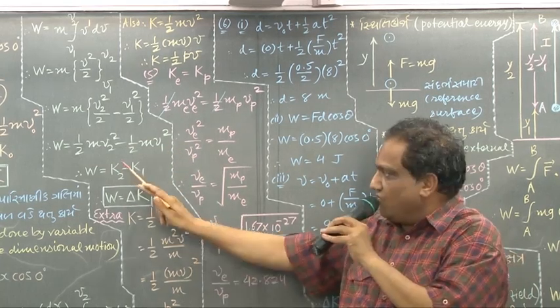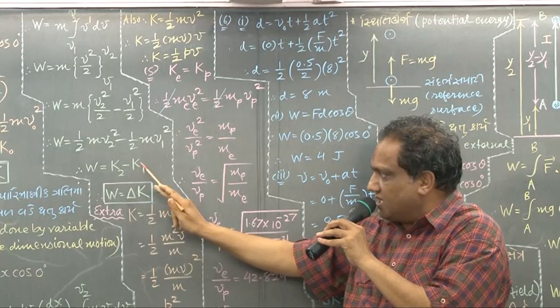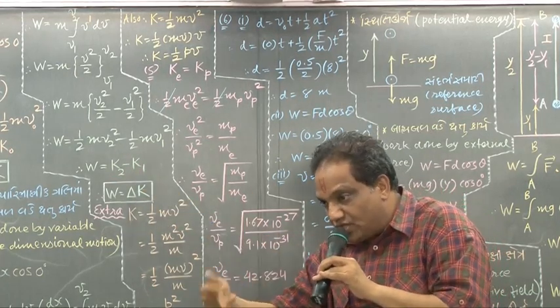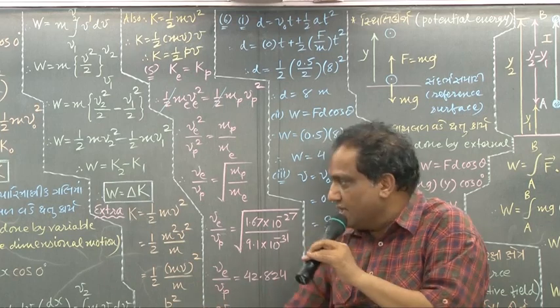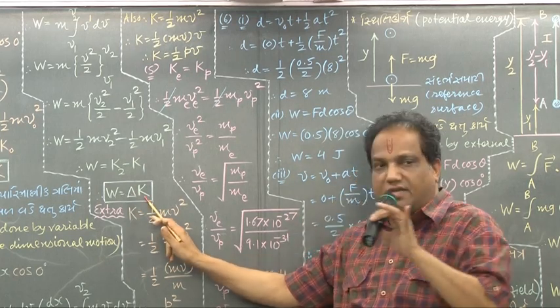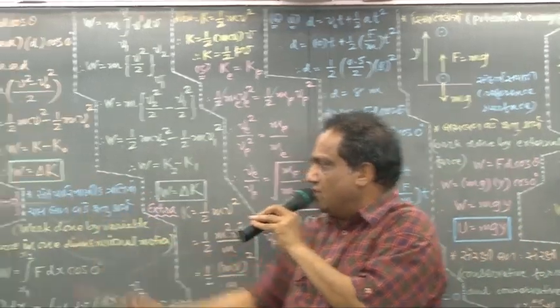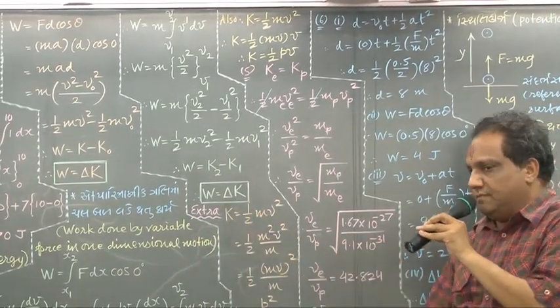Initial kinetic energy is K1, and final kinetic energy is K2. Final minus initial gives you the change in kinetic energy, shown by the symbol delta K. So once again we have got the same result: W equals delta K.